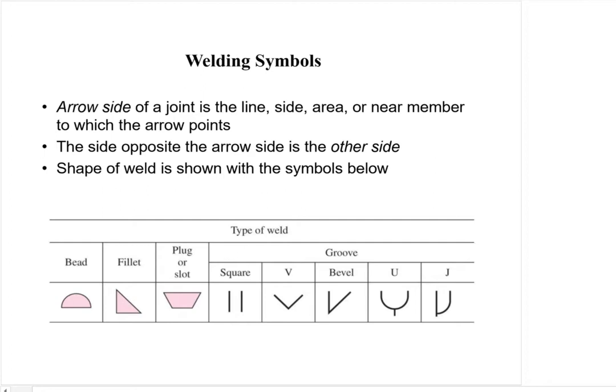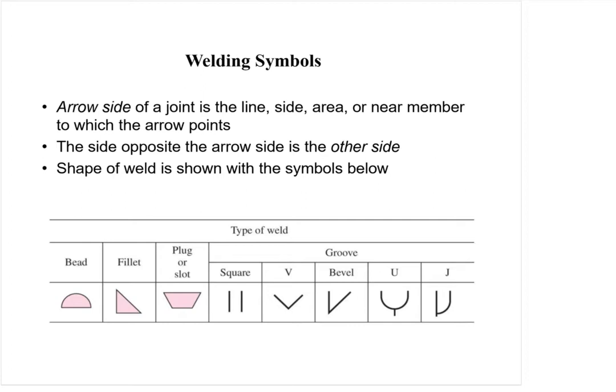But before we get to that, we've got the arrow side. That's the joint line side or area to which, or near the member to which, the arrow points. Then the side opposite the arrow side is the other side, and then we can also have the shape of the weld shown in the weld symbol, which some examples are shown below in this table here.